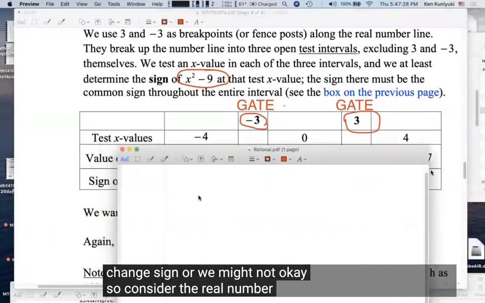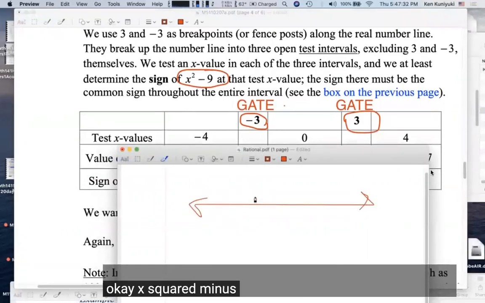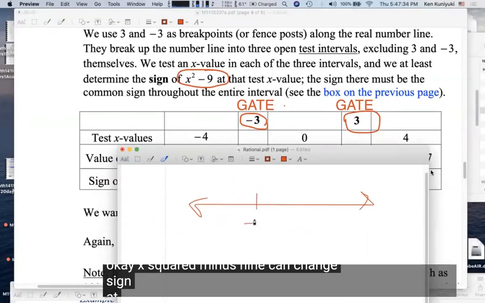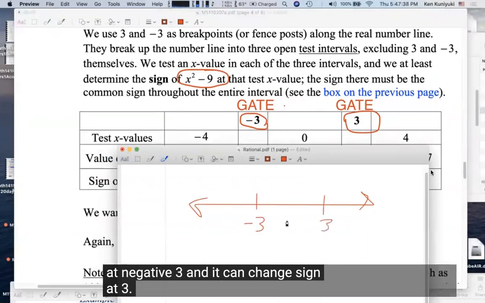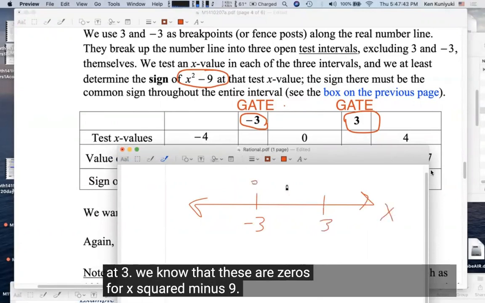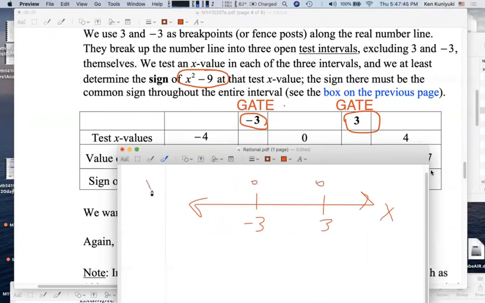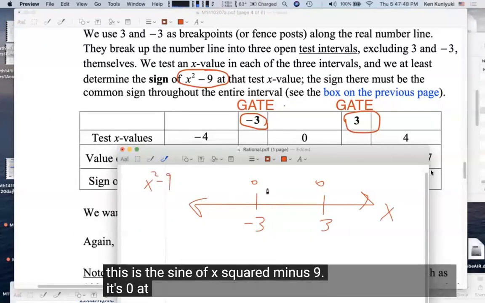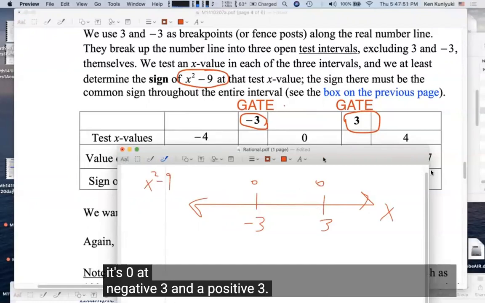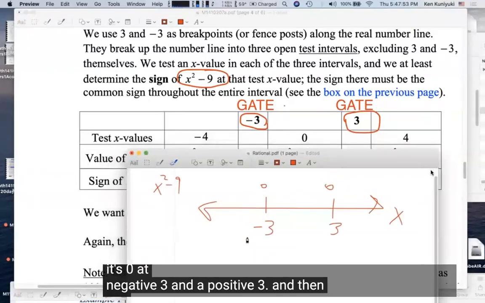So consider the real number line. X squared minus 9 can change sign at -3, and it can change sign at 3. We know that these are zeros for x squared minus 9. This is the sign of x squared minus 9. It's 0 at -3 and at +3. And then you can test values.